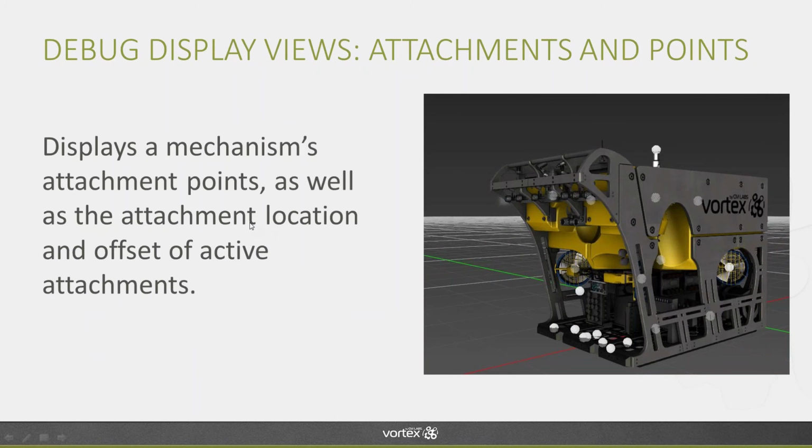Next up are attachments and attachment points displays. Now, if you turn these on, you'll be able to see all of the mechanism's attachment points, as well as the location of active attachments and if they have been offset. So what we see here is our ROV sample.